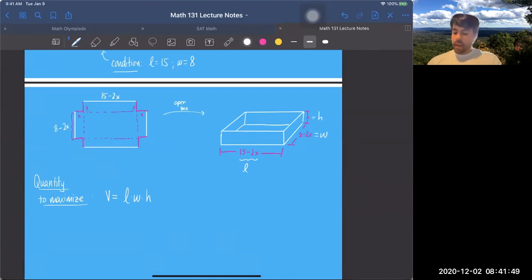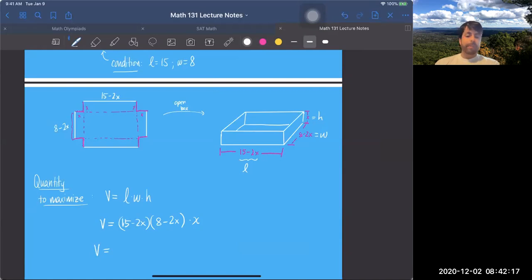Look what I got. For the volume, I have 15 minus 2x as my length. My width is 8 minus 2x. And I multiply by x. Now, do you see how my volume is a lot more complicated here? It's not a parabola. It's not a quadratic. But that doesn't matter. I can still find the maximum using calculus.